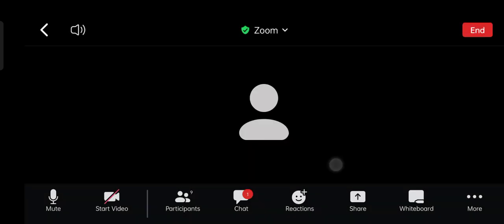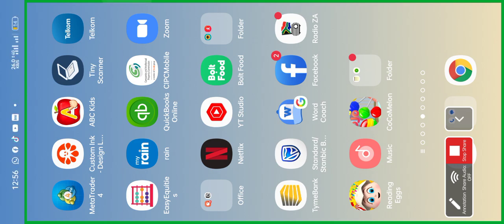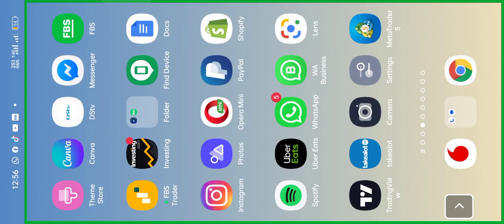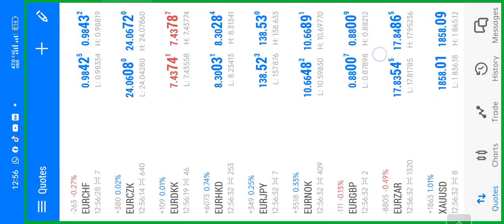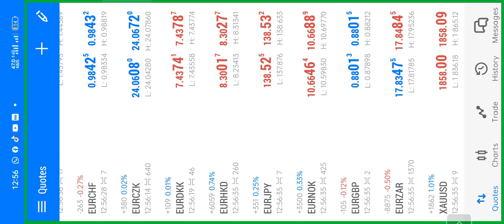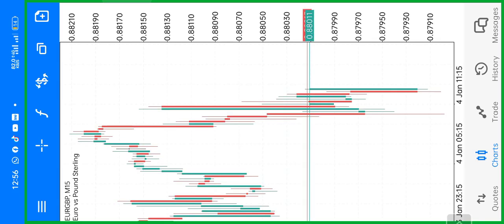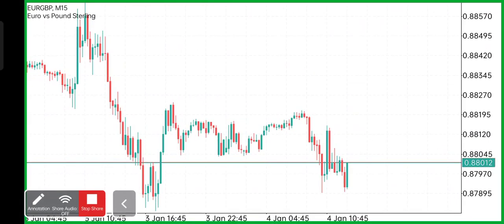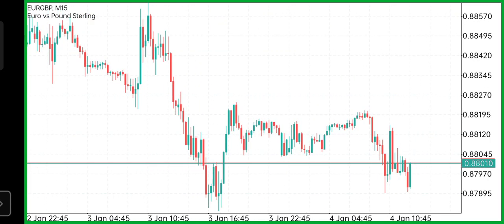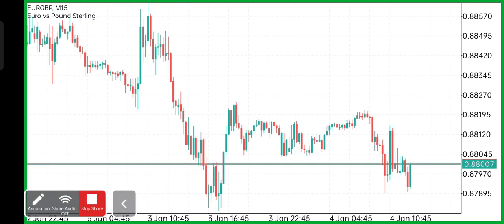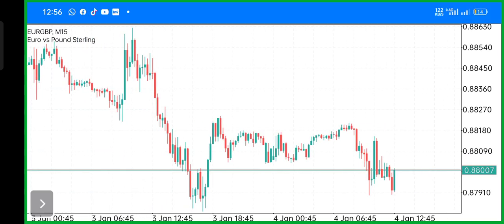Okay, let me share my screen. Okay, I have probably 4 minutes left. I'll try as much as I can. It's the Euro GBP. Okay, so we all can see the chart here. Okay, no, not a problem.